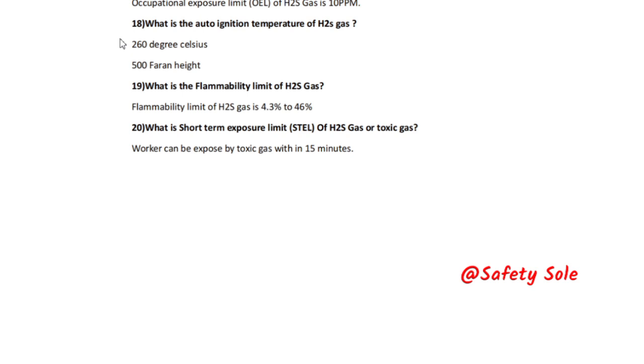Next, what is the flammability limit of hydrogen sulfide gas? The flammability limit of hydrogen sulfide gas is 4.3% to 46%.